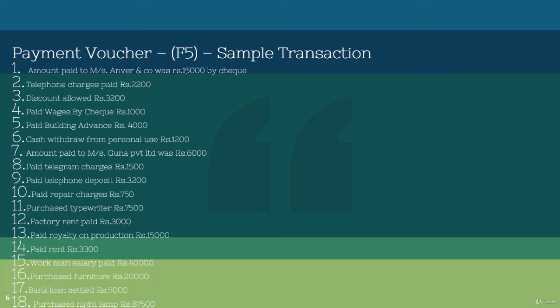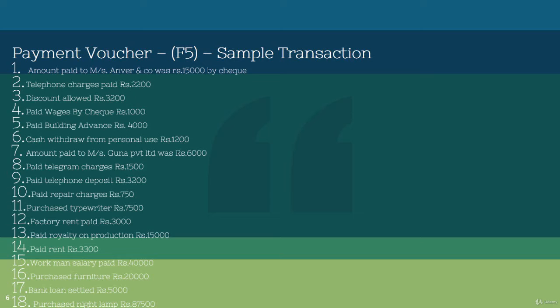cash withdraw for personal use 1,200, amount paid to Guna Private Limited 6,000, paid telegram service 1,500, paid telephone deposit 3,200, paid repair charge 750, purchased typewriter 7,500, factory rent paid 3,000, paid royalty on the production 15,000, paid rent 3,300, workman salary paid 40,000, purchase furniture 20,000, bank loan settle 5,000, purchase night lamp 87,500.